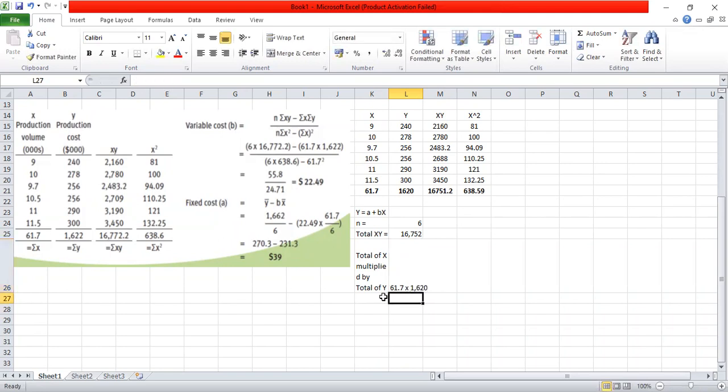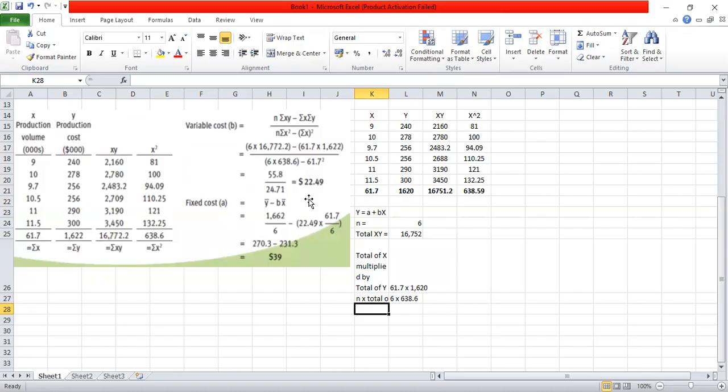Then n sigma x square is 6 into 638.6. So you have understood what they are. Just substitute them in the equation and find the value of b. All these things are given.